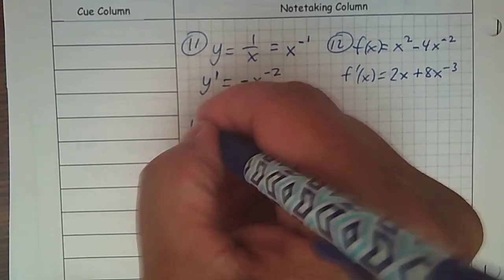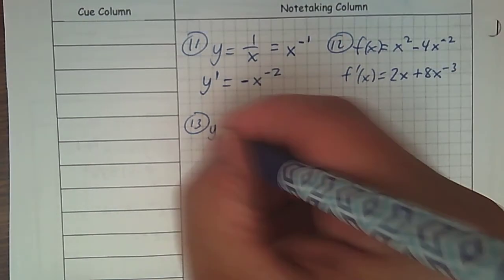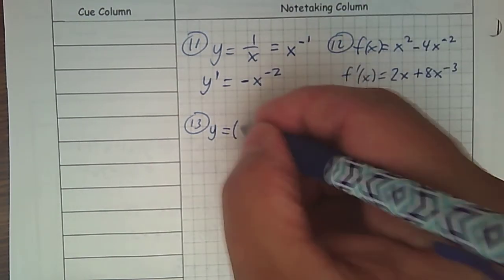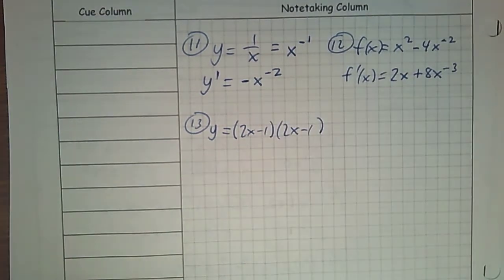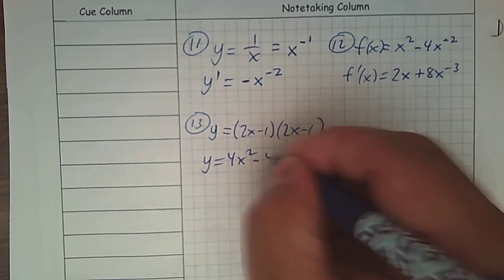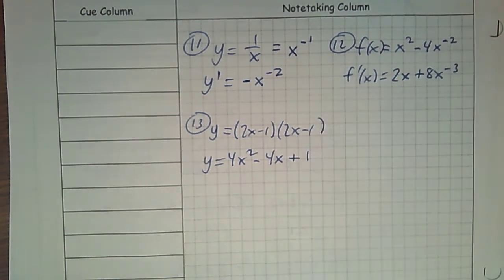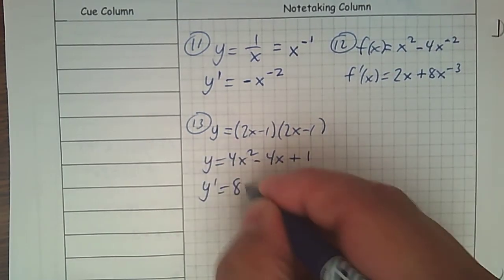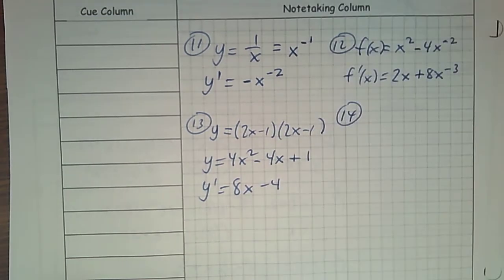Number 13. Again, my first step is, can I write it in a way to do the power rule? So for number 13, in order to do the power rule, I actually need to expand it. So the first thing I'm going to do is go 2x subtract 1 times 2x subtract 1, and then I'm going to expand it. So this is 4x squared minus 2x minus 2x, that's minus 4x, and then plus 1 when I multiply it out. Then when I take the derivative, I get 8x minus 4. So can you do a little bit of algebra before the calculus?